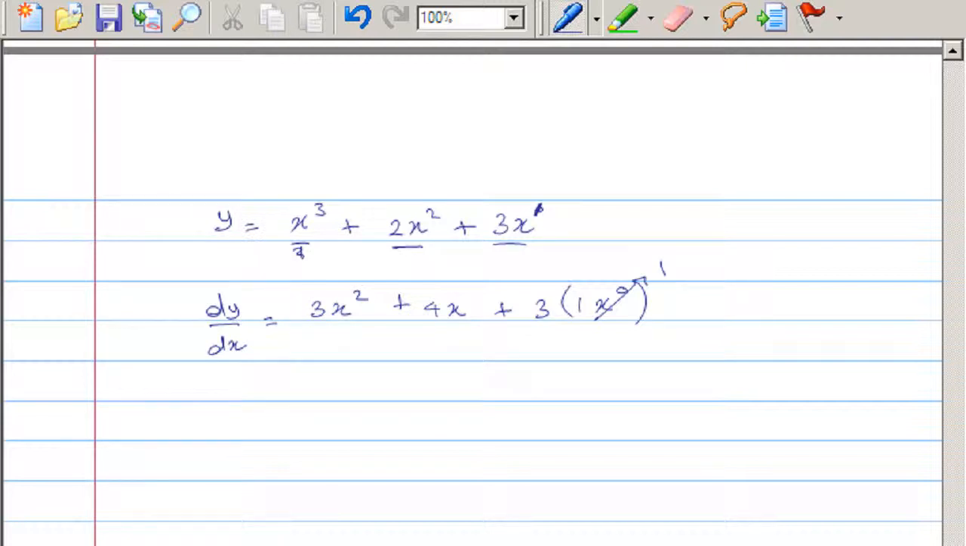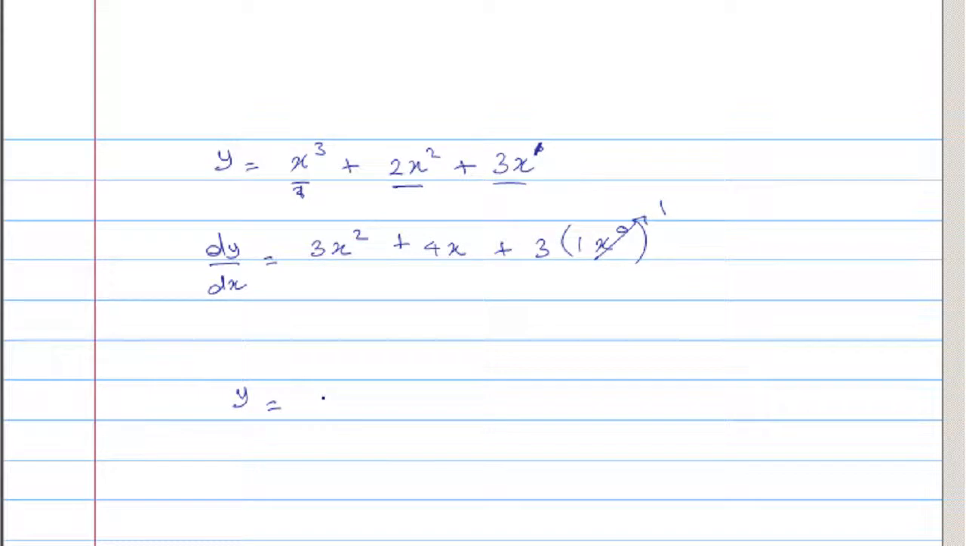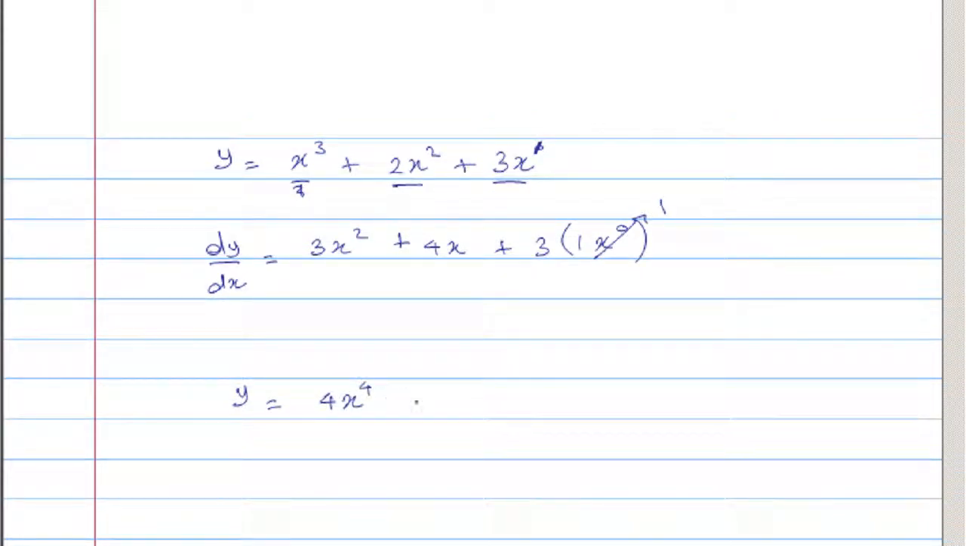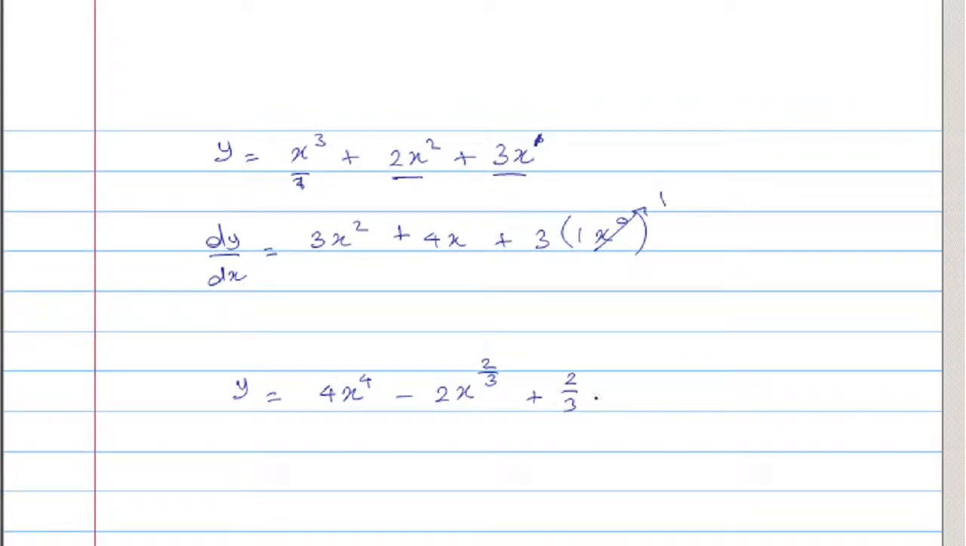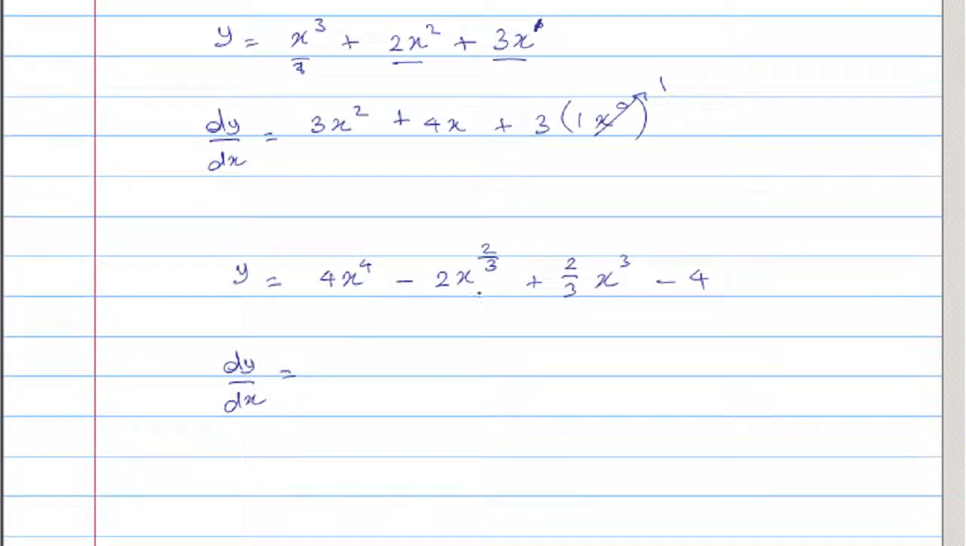Okay, let's try a couple more examples. So let's say we have y equals 4x to the power 4 minus 2x to the power 2/3 plus, let's say, 2/3 of x cubed minus 4. Now dy over dx in this case, so differentiating each of these, all I have is pluses and minuses in between these individual functions, so I differentiate them one by one.